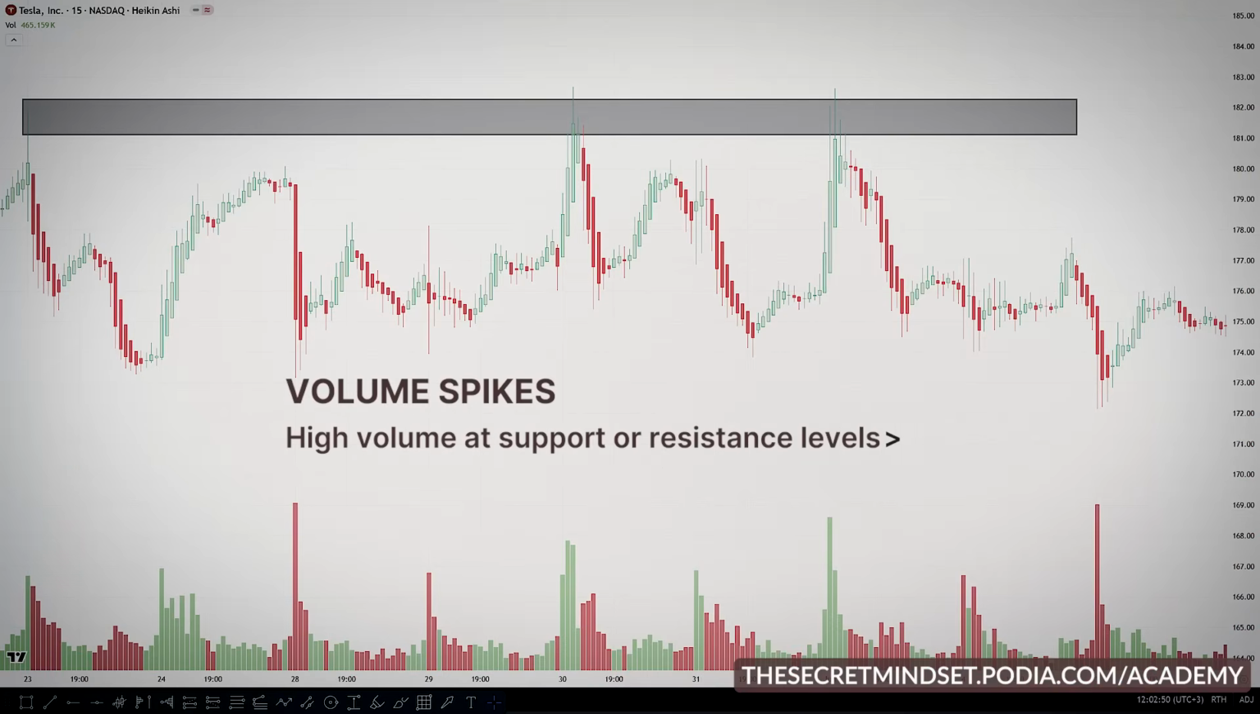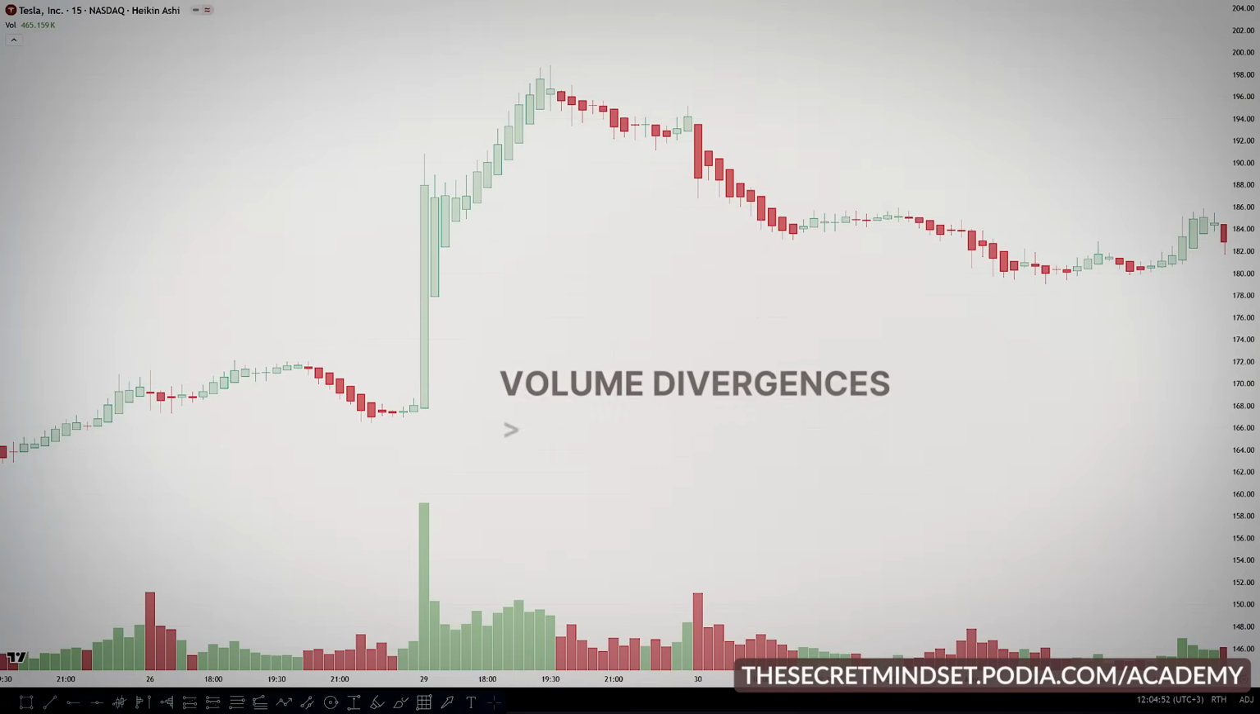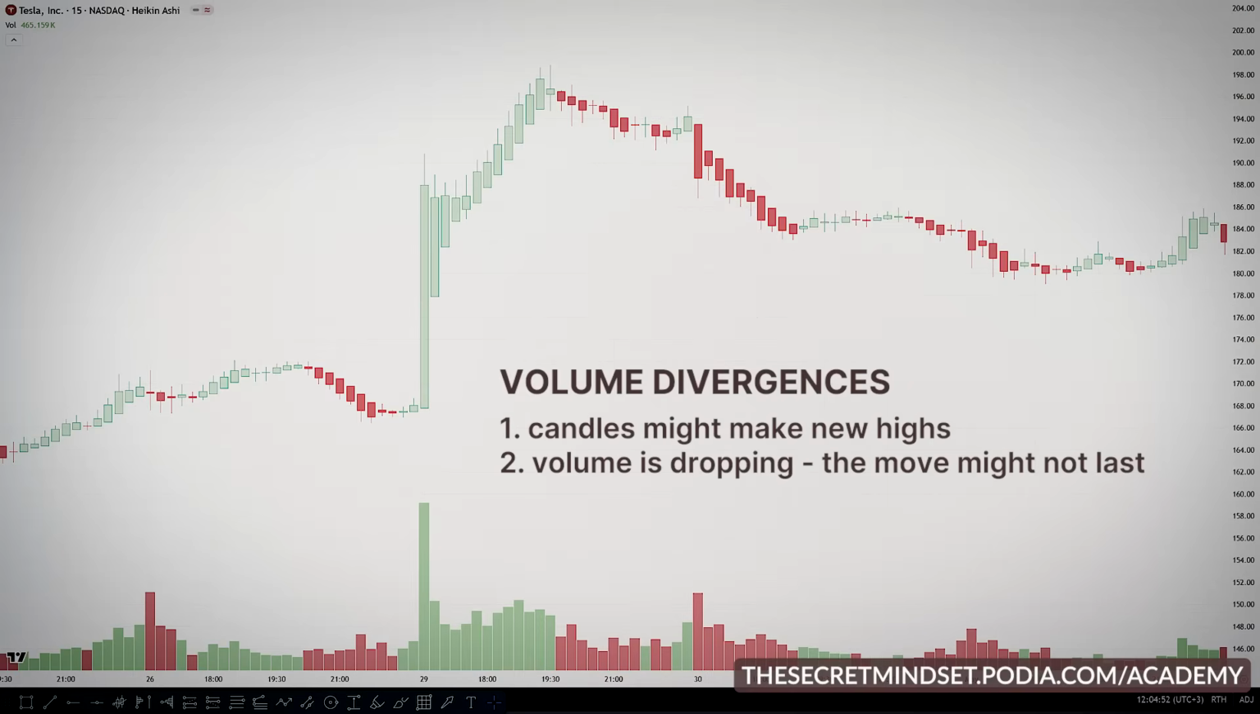Also, pay attention to where volume spikes happen. Are they at support or resistance levels? This can be very telling. High volume at these points often signals important moves. Here's another way to use this method. Look for divergences. That's when price and volume don't match up. For example, candles might make new highs, but volume is dropping. This can warn you that the move might not last.